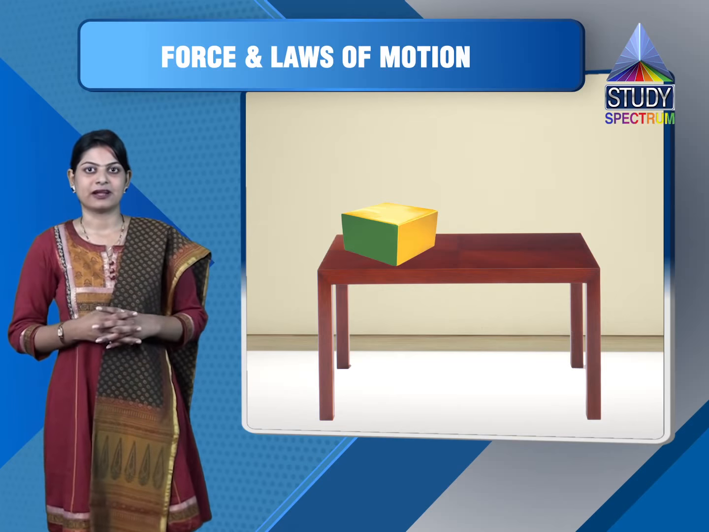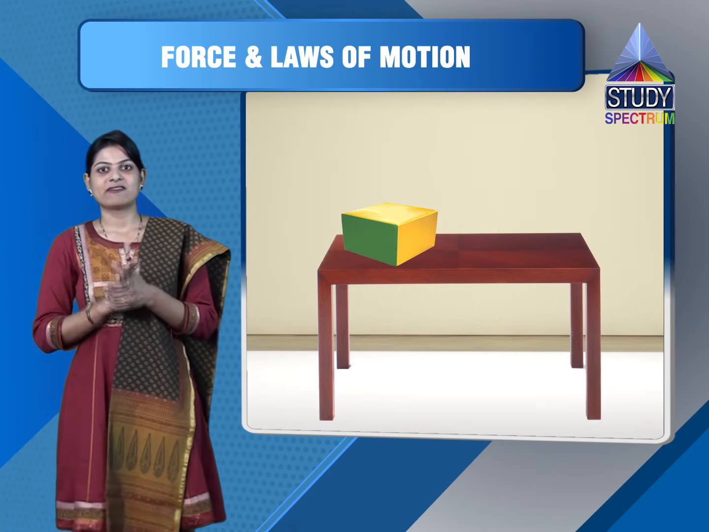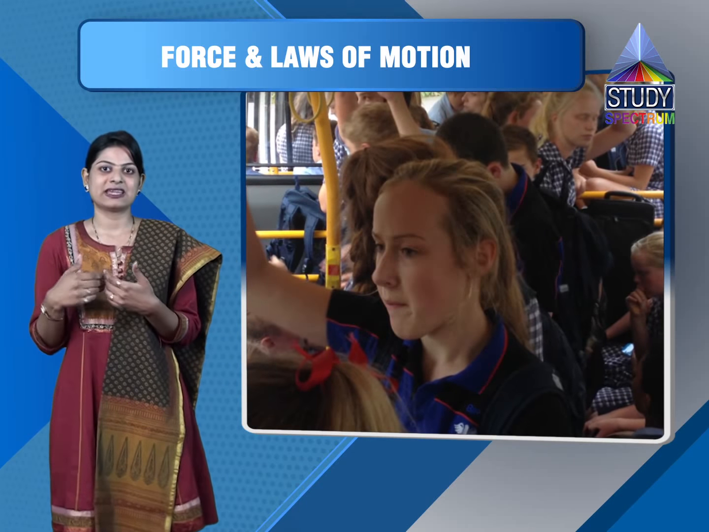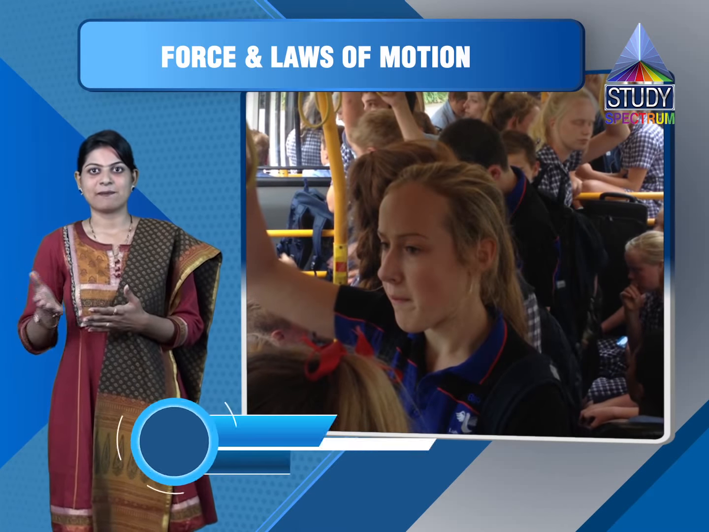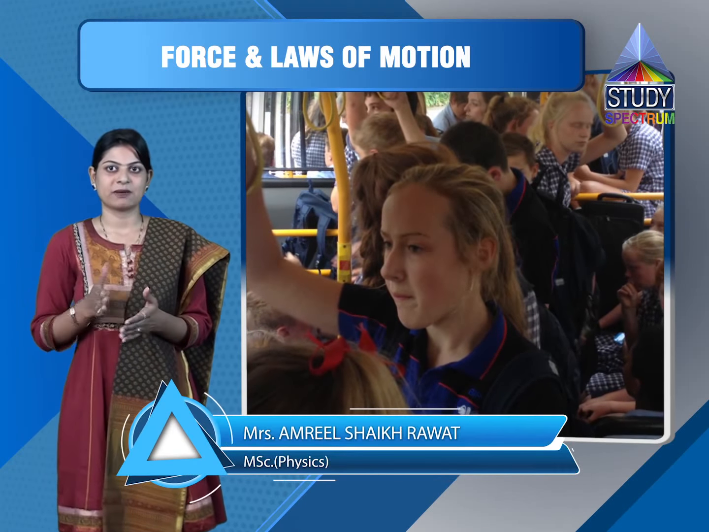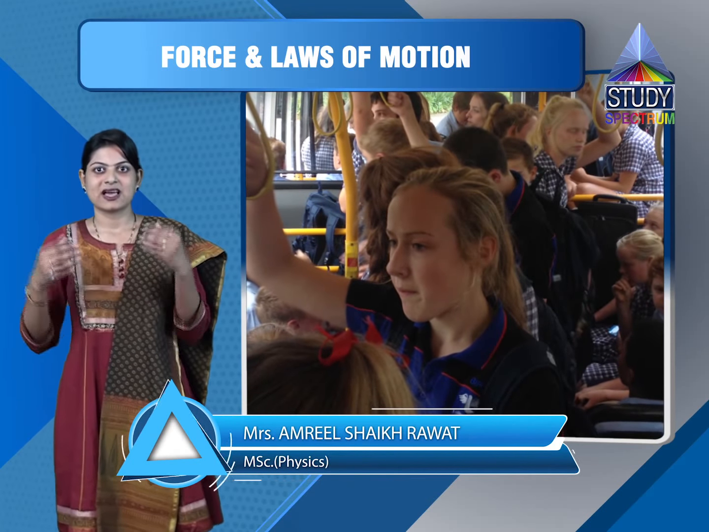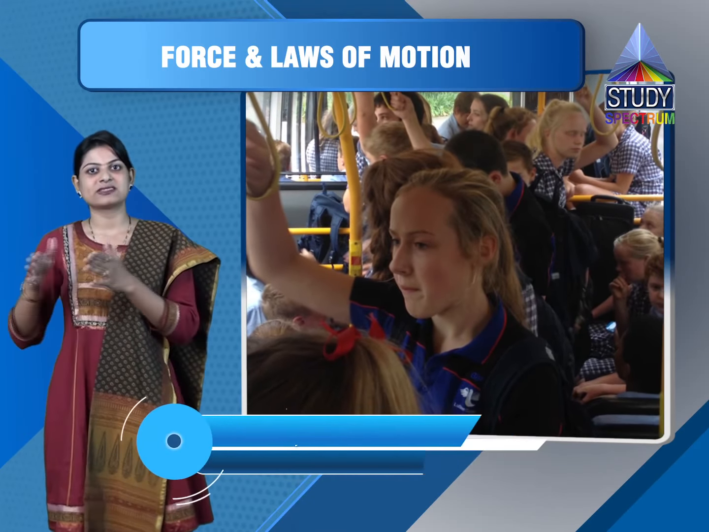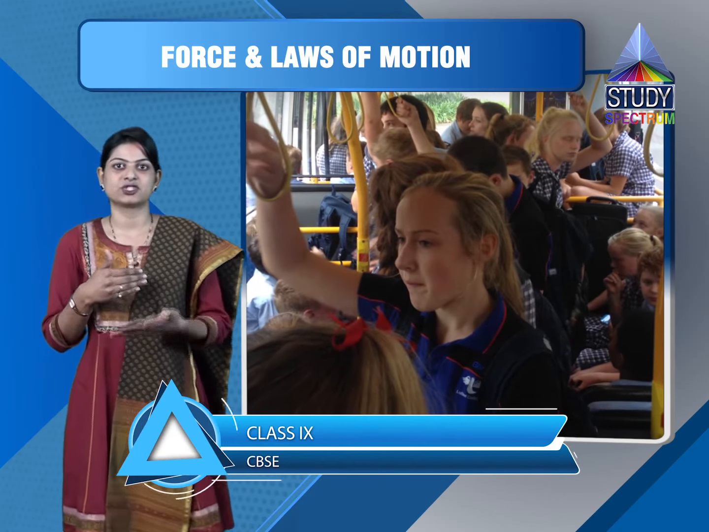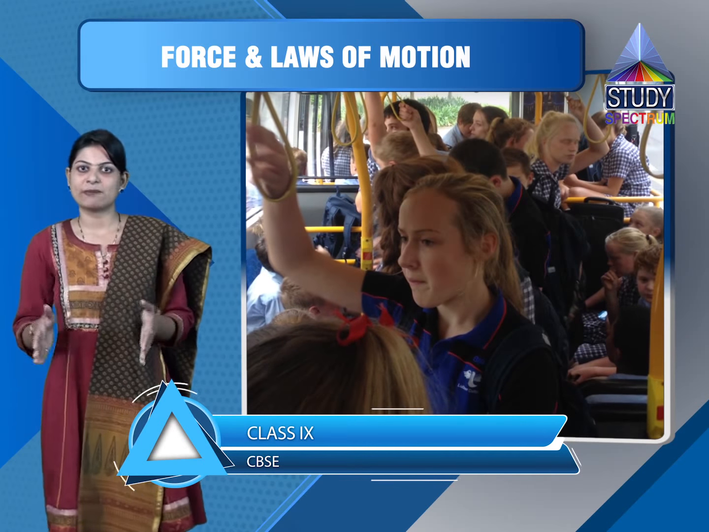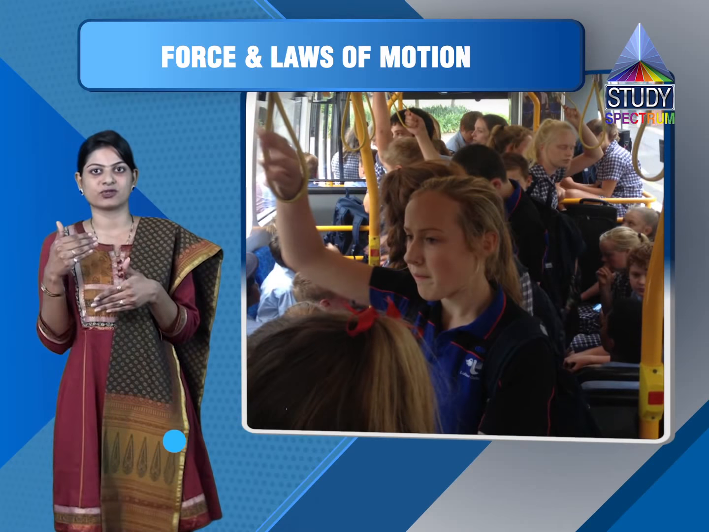How do we explain that? With the help of examples. First example: suppose we are standing in a moving bus. The bus is moving. When the driver applies a sudden brake to stop, what happens? Because of the moving bus, our complete body was in the state of motion. But as soon as the brakes are applied, the bus stops, because of which the lower part of the body comes to rest while the upper part is still in motion.